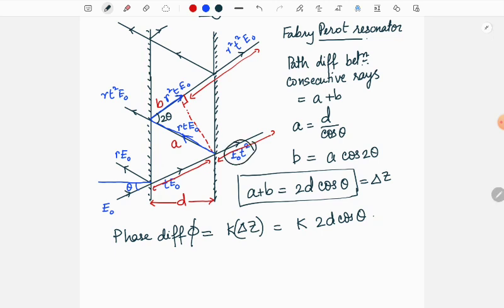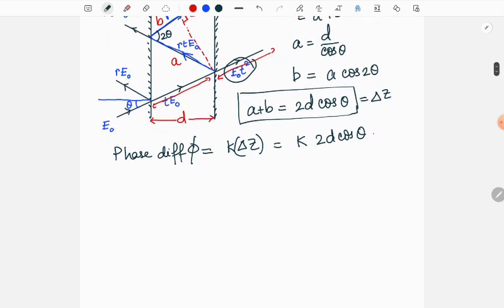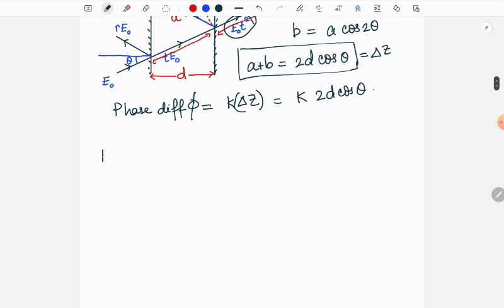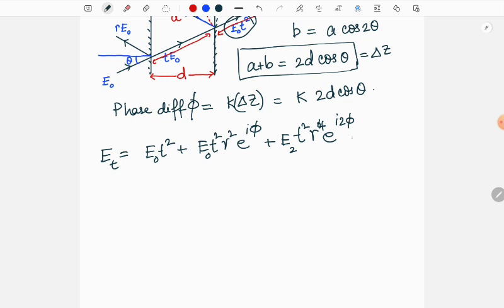So this is E0 t square, this will be E0 t square r square, and so on. So the final transmitted electric field is given by E0 t square plus, it's a series, E0 t square r square, and of course reflection, and then there is this e^(i phi) that we have decided, the path difference between the consecutive ones, plus we will have E0 t square r to the power 4, another r square will be there, e^(i 2 phi) plus dot dot dot.